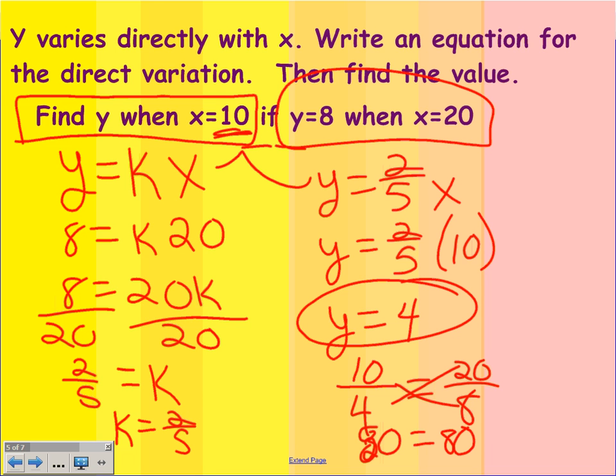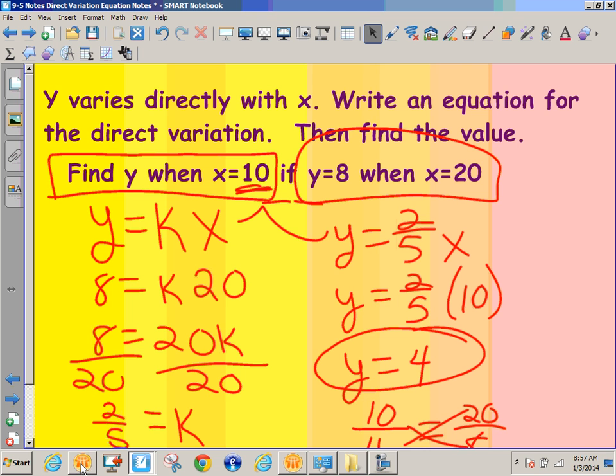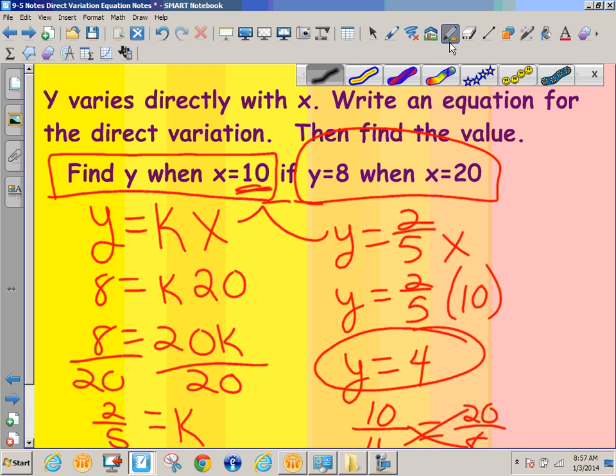So the goal there was to determine the value of y using the constant of variation, writing the equation, and mission accomplished. I hope you enjoyed learning how to write an equation in direct variation today.